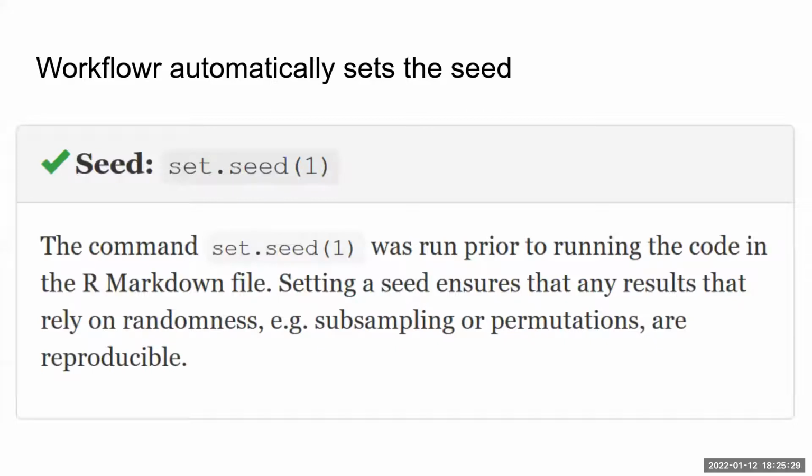All right, so setting the seed. This is something that I was doing R for years before I learned about. If you're doing anything that involves randomness, say a permutation-based p-value or bootstrapping, anything like that, you want the randomness. That's how the statistics are working.